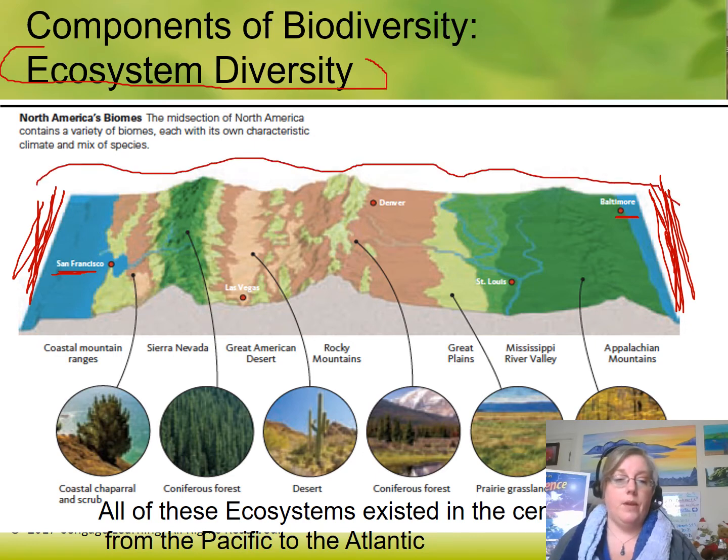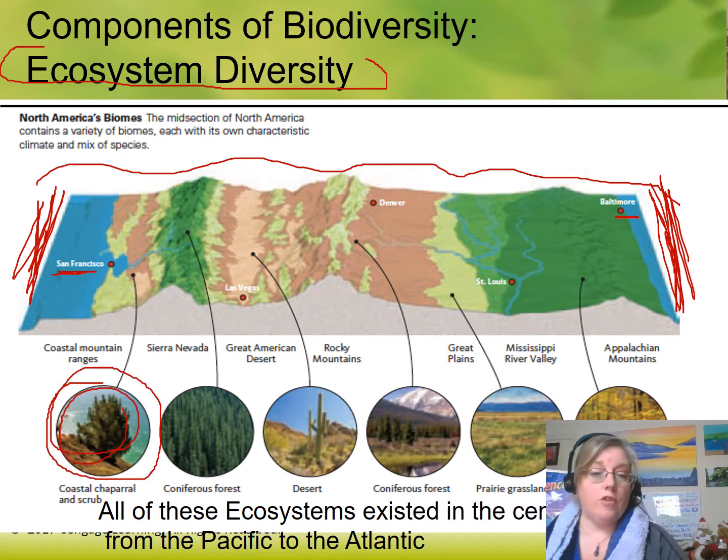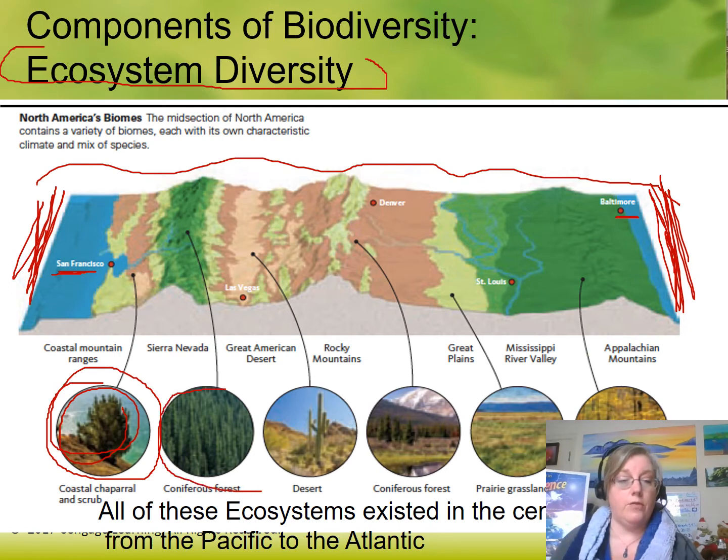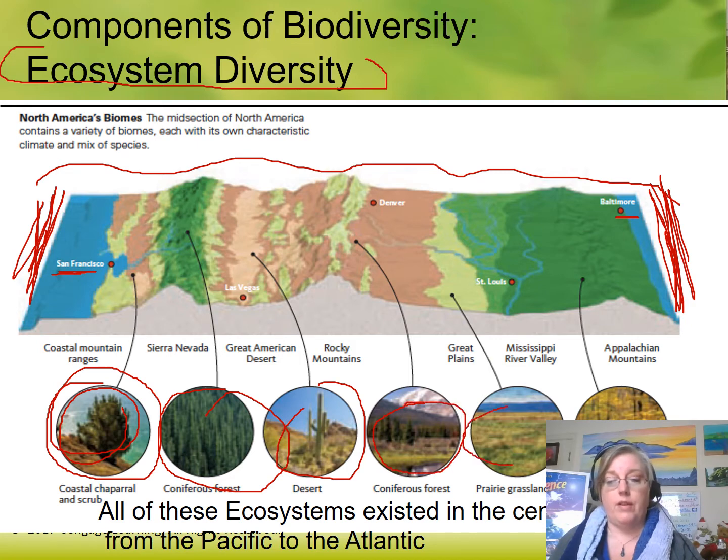Across the middle, we have chaparrals, which is like desert scrubland. We have coniferous forests. We have deserts. We have more coniferous forests. We have prairies and grasslands. And then this part that's under my picture here is temperate forests and woodlands.